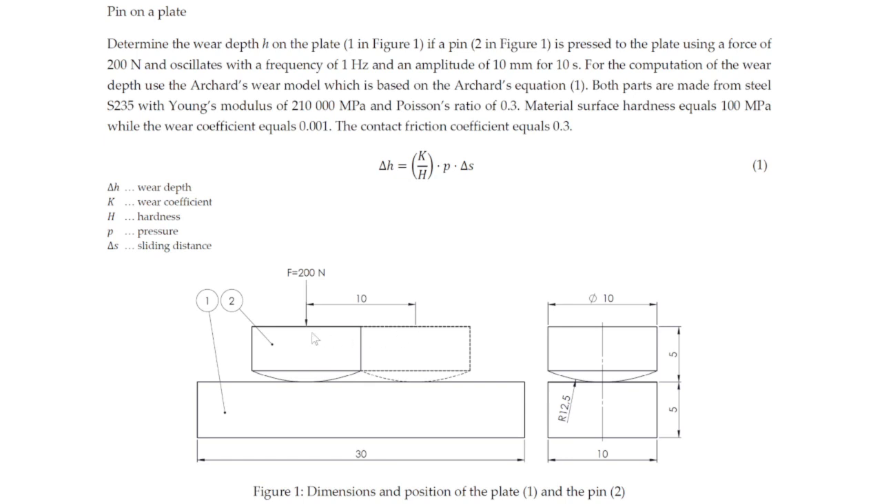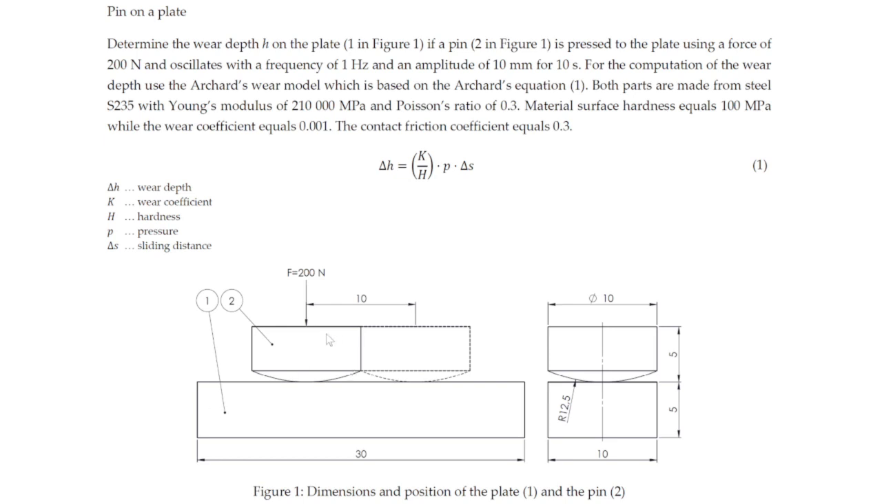For the computation of the wear depth, use Archard's wear model, which is based on Archard's equation. This is the only model that is currently supported by PrePoMax. Both parts are made from steel S235 with a Young's modulus of 210,000 megapascals and a Poisson's ratio of 0.3. Material surface hardness for this material equals 100 megapascals, while the wear coefficient equals 0.001. The contact friction coefficient equals 0.3.